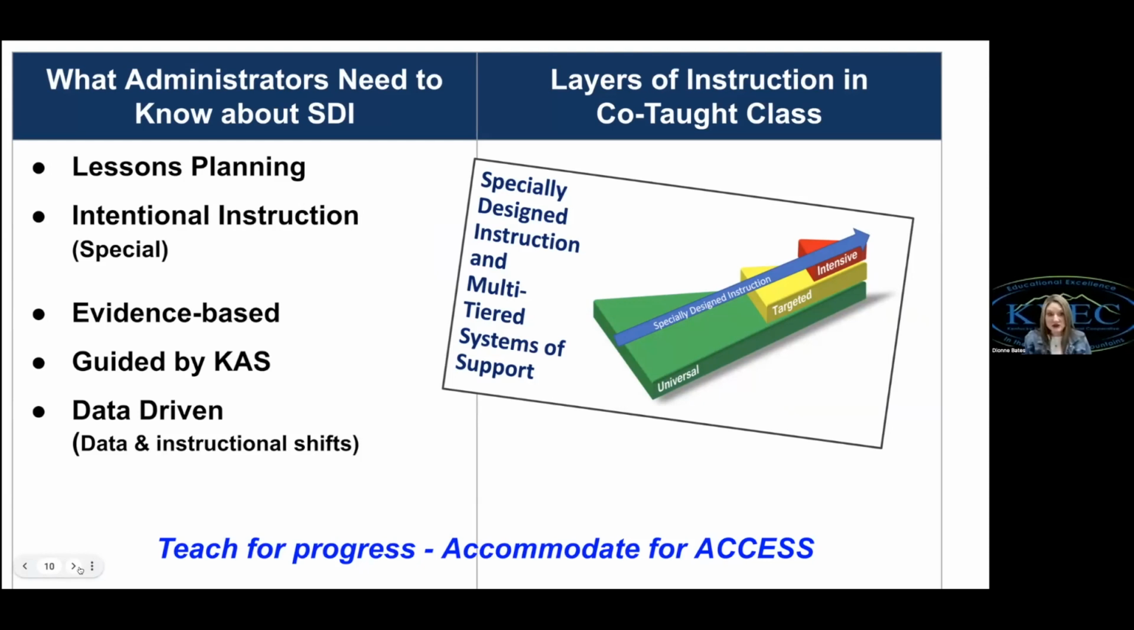So if that's in your resource room, what do your lesson plans look like? How are you planning for specially designed instruction? How are you being very intentional about what that student needs? Are you using evidence-based strategies? And is the work guided by the Kentucky academic standards? And so I'll give you an example.